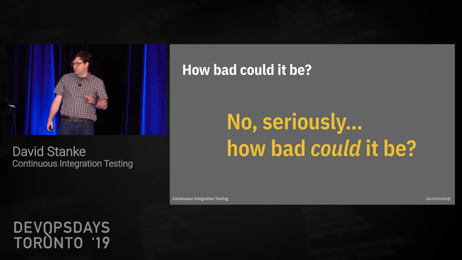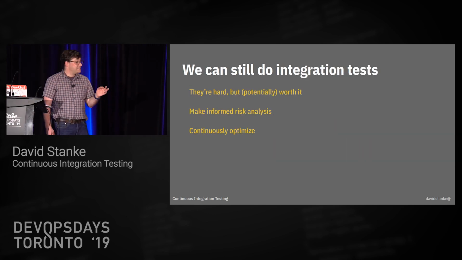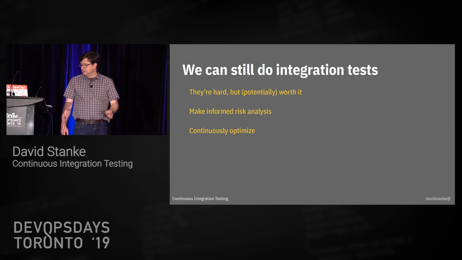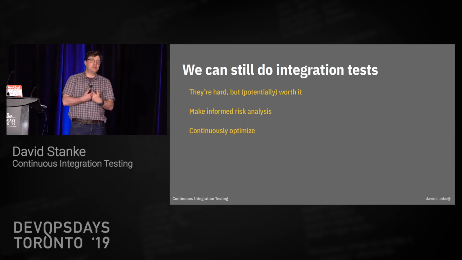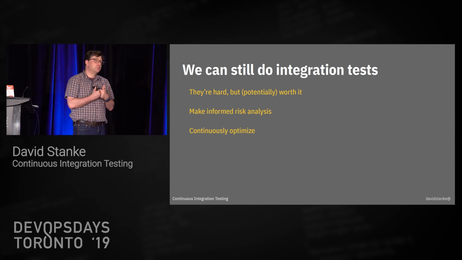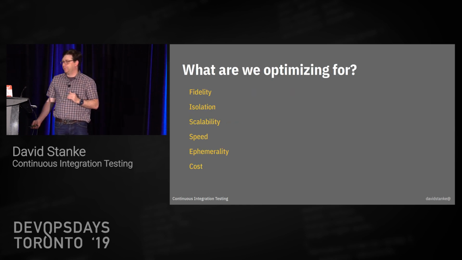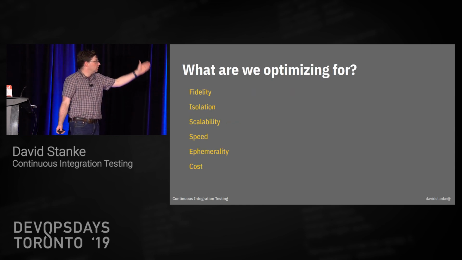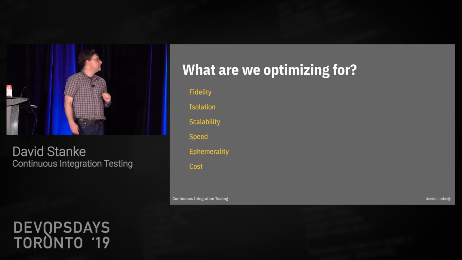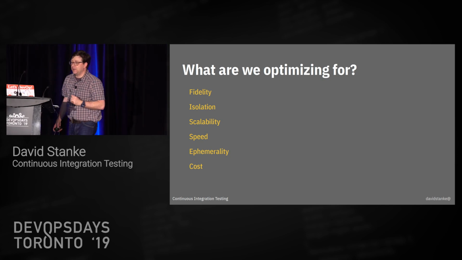So there's still a place for integration testing, and we can still do it. It's hard, but we can do it. What we need to do is make that informed risk analysis. Look at how much we can tolerate having problems in prod, and then what can we do about it? And then continuously optimize our integration testing frameworks to make sure that we're getting the right balance and the right level of assurance for our application. So what are we optimizing for? All of these things: fidelity, isolation, scalability, speed, ephemerality, and cost. And we'll go into a little bit on these particulars.